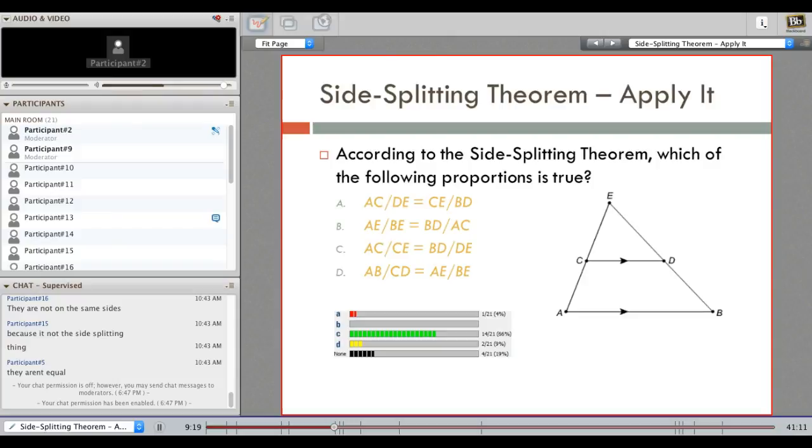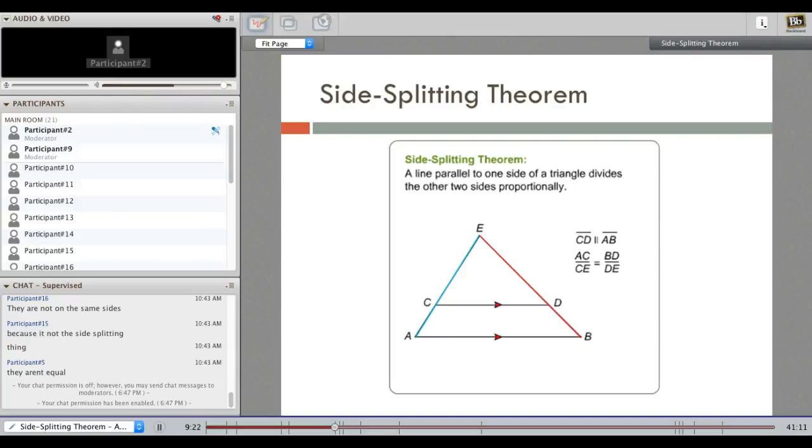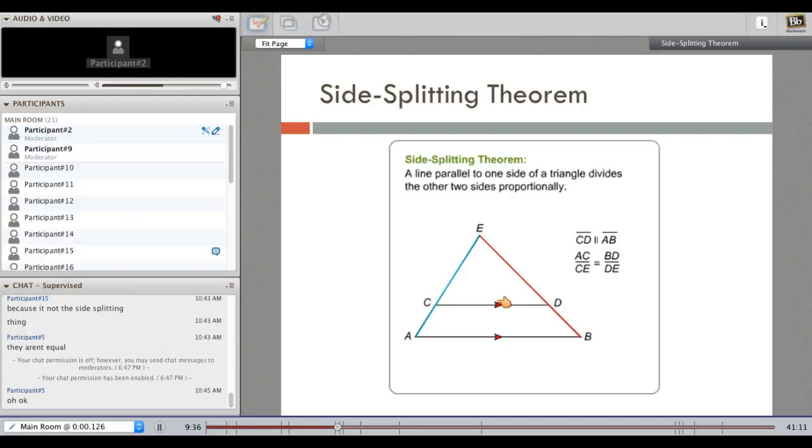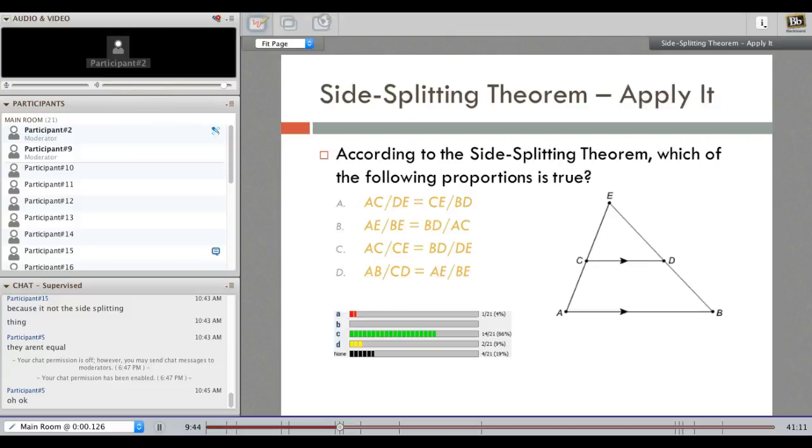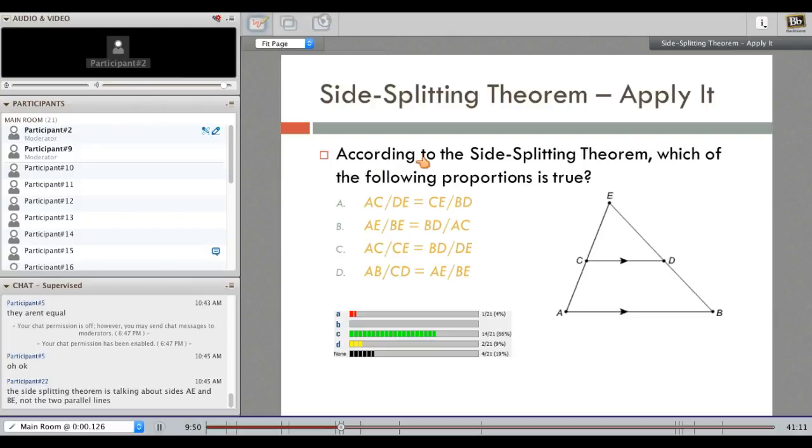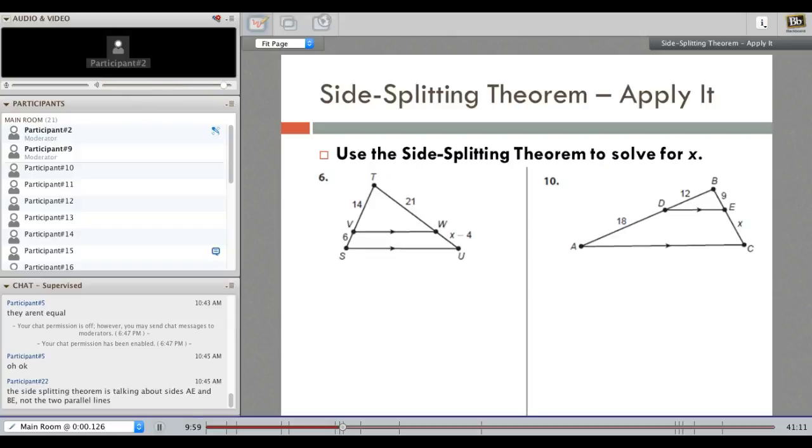Good, Destiny. Yes, so if we go back, let's put back on follow and go back a slide here. It says the triangle, the line that's parallel, divides the other two sides proportionally. Okay, so it's talking about the other two sides in this theorem. So you don't ever want to involve CD and AB if it says according to the side-splitting theorem. Okay, you don't want to use those parallel sides. Like I said, there might be some truth there, but the question says according to the side-splitting theorem. So we want to apply the ideas from that. Okay? Yes, perfect, Ben.